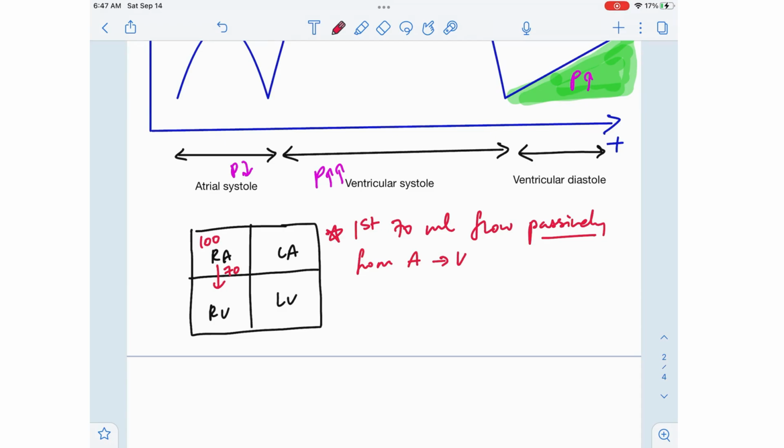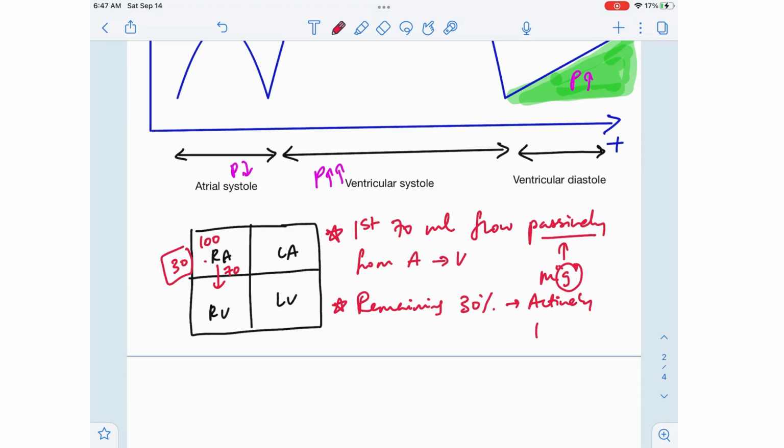And why is it passive? Because of the gravitational pull, right? Because of the gravitational pull, blood flows passively from the atrium to the ventricle, right? After that, it's over here that the atria start to actively contract to push the rest of the blood, the 30% of the blood that's remaining in the atrium, to the ventricle, right? So that's why the pressure is increasing over here.